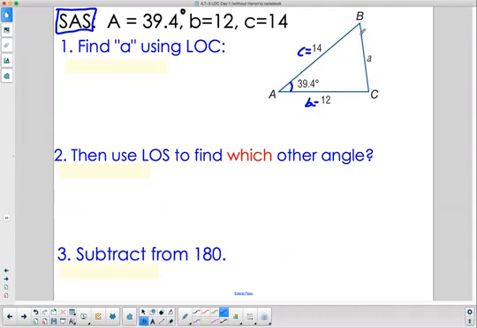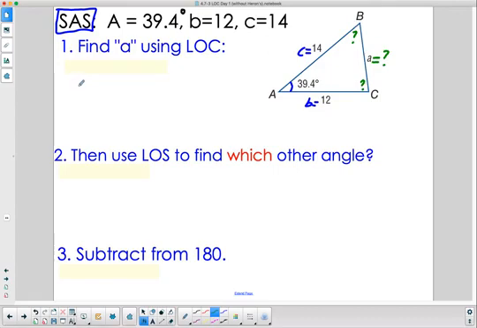So we don't know the things we don't know on this. What do we not know? We don't know what A equals. We don't know what angle B equals. We don't know what angle C equals. So we've been given side, angle, side. We're going to use the law of cosines to find side A.